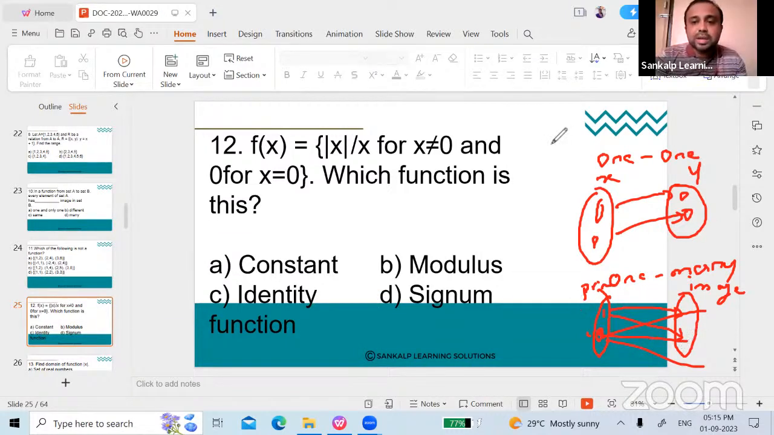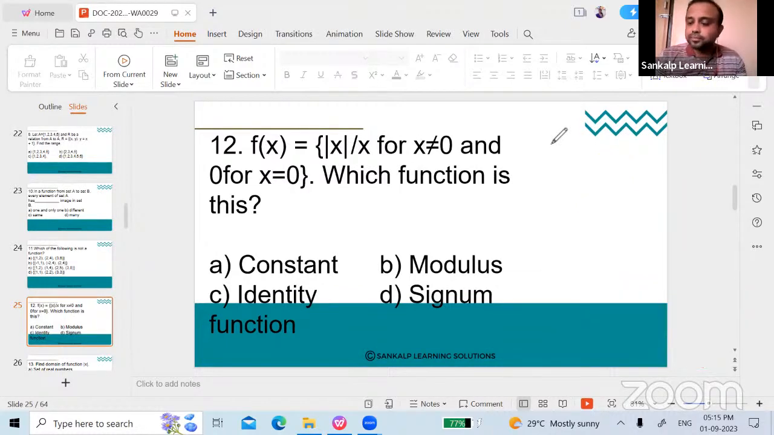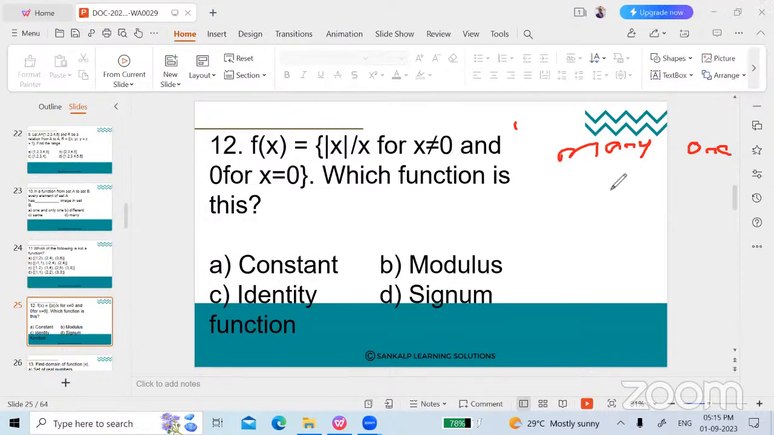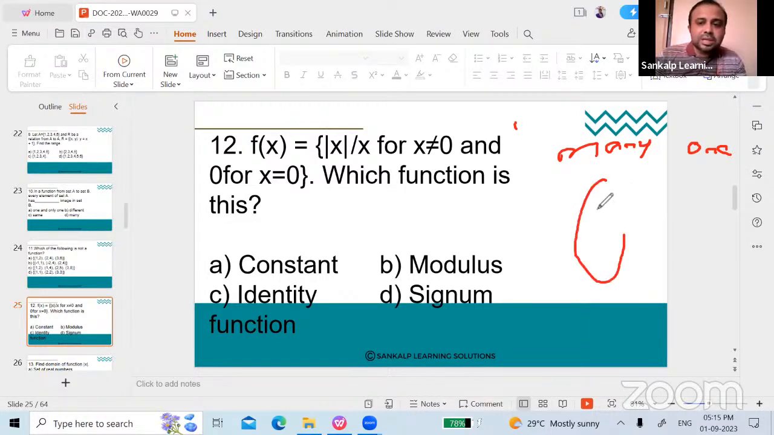The next function is many to one. What is many to one? Many elements going to one element. Is it possible? Yes, sir, it is possible. Why? Because here the pre-images are many, so 1, 2, 3 I will call, and here there may be only one image.